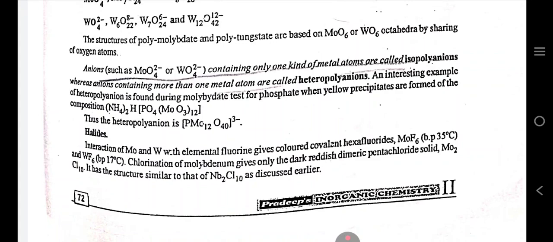Anions containing only one kind of metal atom are called isopolyanions, whereas anions containing more than one kind of metal atom are called heteropolyanions. An interesting example of a heteropolyanion is found during the molybdate test for phosphate, when yellow precipitates are formed of the composition shown. Halides. Interaction of molybdenum and tungsten with elemental fluorine gives colored covalent hexafluorides. Chlorination of molybdenum gives only the dark reddish dimeric pentachloride solid. It has a structure similar to that of Nb2Cl10 as discussed earlier.